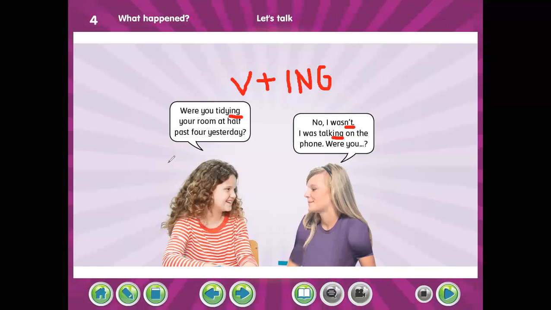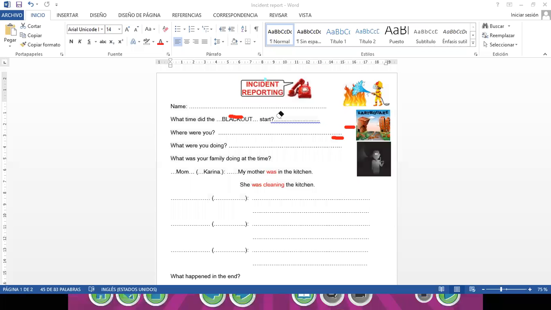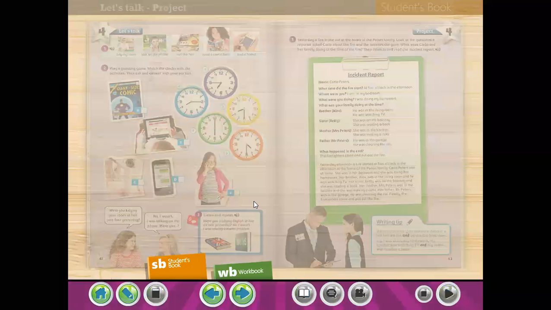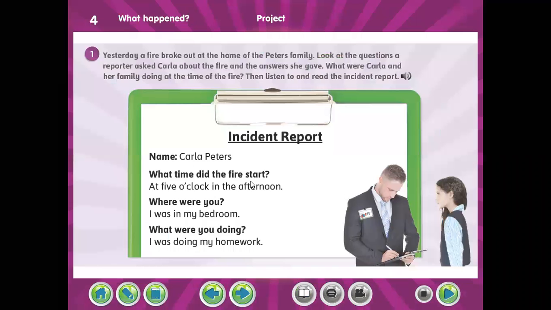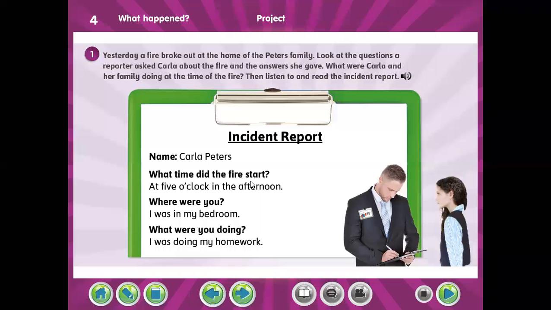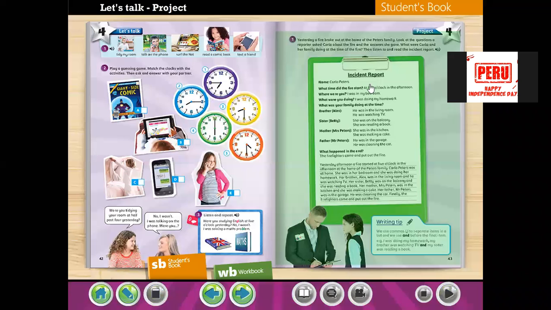Okay, good. Now, please, we are going to continue with the class. Now we are going to make our composition, our writing. The incident report. Okay, let's go to your books, please. Open your books because in our books we have an example about the incident report. On page 43 in your books, you have a model. So pay attention to this model, okay? It's in your books.